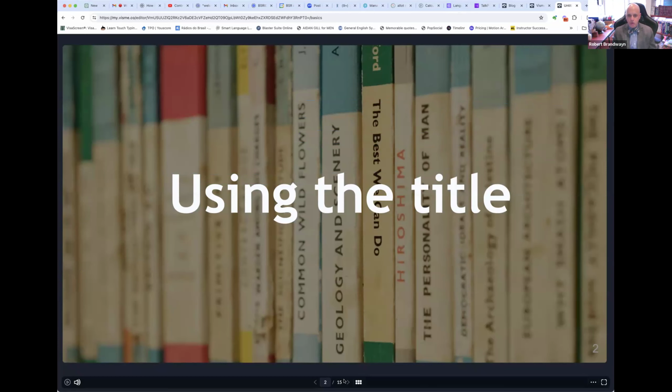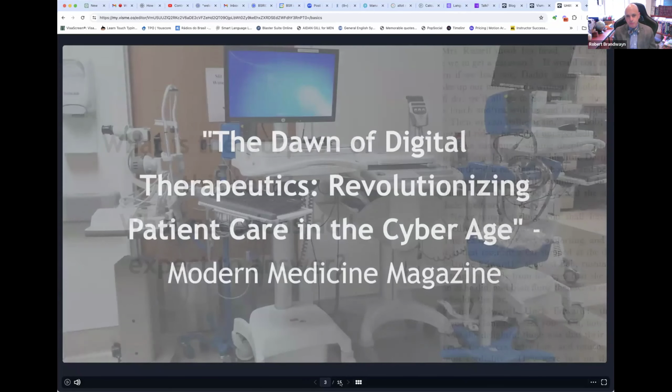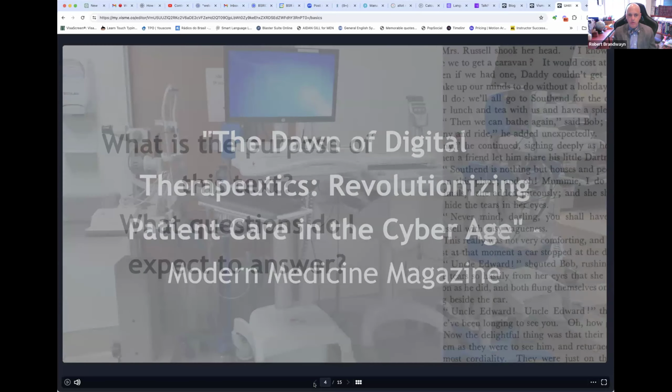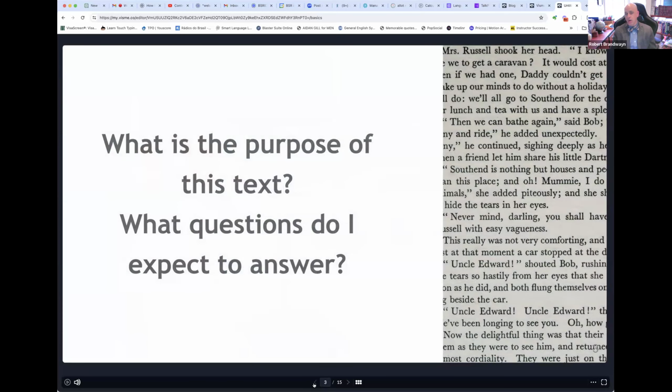Okay, so we saw different possible titles and creating anticipation questions, and how those titles and questions help us answer these two questions: What is the purpose of this text? And what questions do I expect to answer?